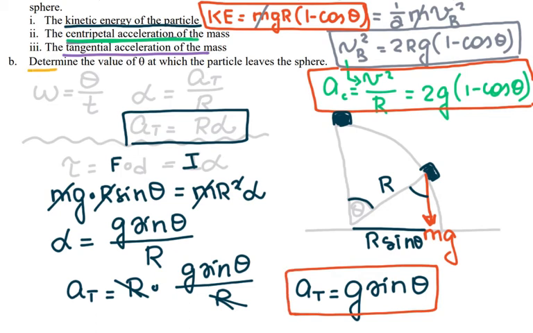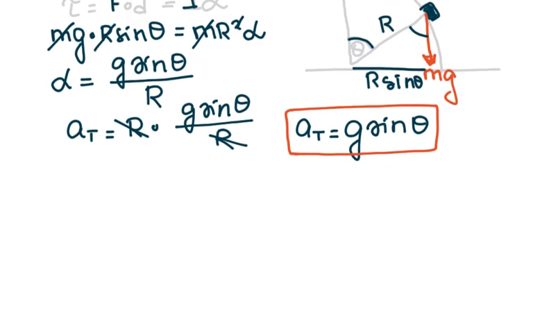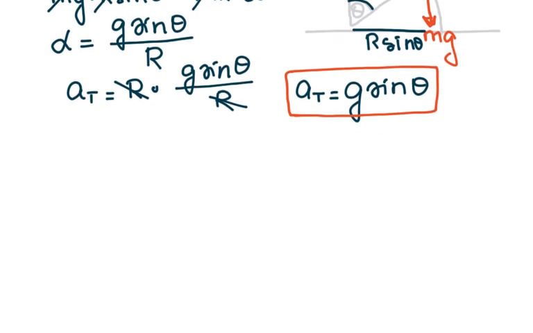And for the last part, they ask you to determine the value of theta at which the particle will leave the sphere. So when I'm determining at which moment the particle is going to leave the sphere, I have to think about this part. So right here, I'm going to look at the forces that are acting on that particle. You have the normal force acting from the sphere, and you have the force of gravity. And because it's moving in a circular path, then there is centripetal acceleration.